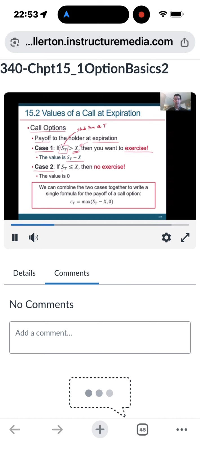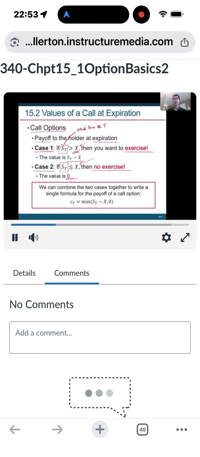Case two is the price of the stock is actually below the strike price. In that case, you're not going to insist on paying a higher price. So you're not going to exercise the option. You're basically going to throw it out. That's what you would do with the coupon. And its value to you was 0, right? It didn't save you anything.